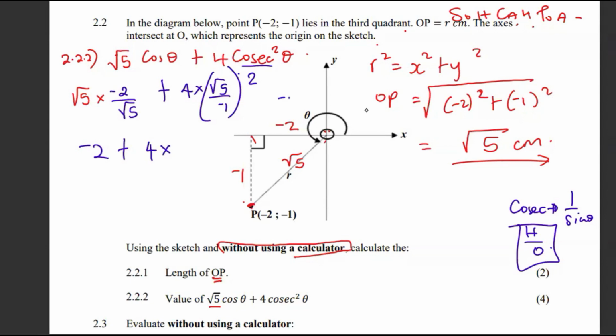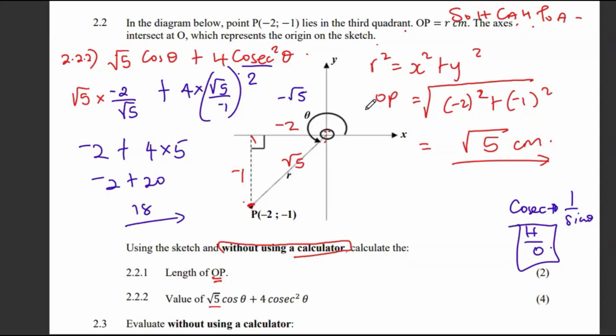This is the same as -√5. Square it, you just have a 5. So -2 plus 20, we're going to get 18 as our final result. So that is how we would go about answering that question.